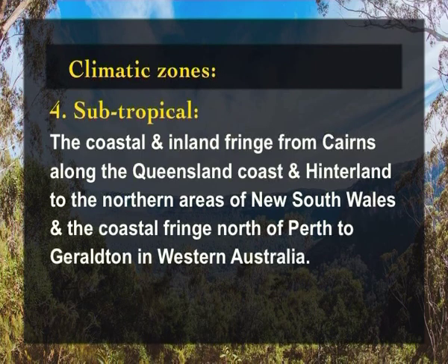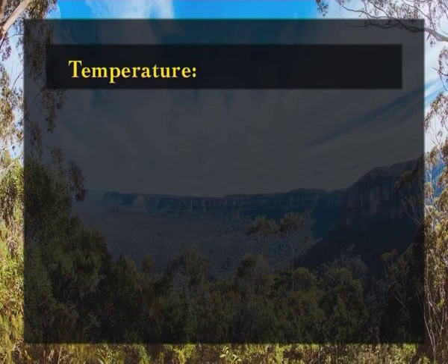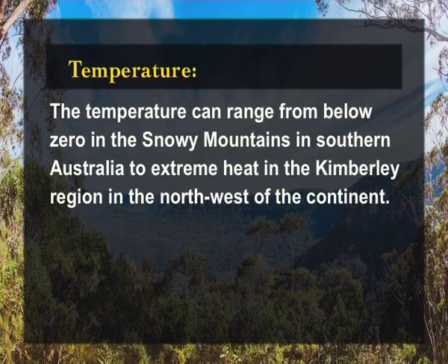Subtropical: the coastal and inland fringe from Cairns along the Queensland coast and hinterland to the northern areas of New South Wales, and the coastal fringe north of Perth to Geraldton in Western Australia. Temperature. The temperature can range from below zero in the Snowy Mountains in southern Australia to extreme heat in the Kimberley region in the northwest of the continent.